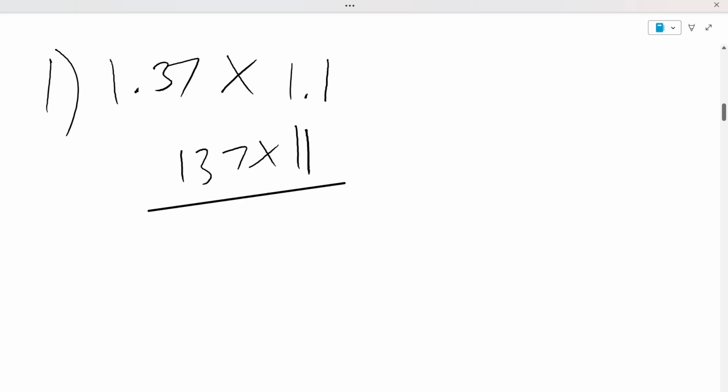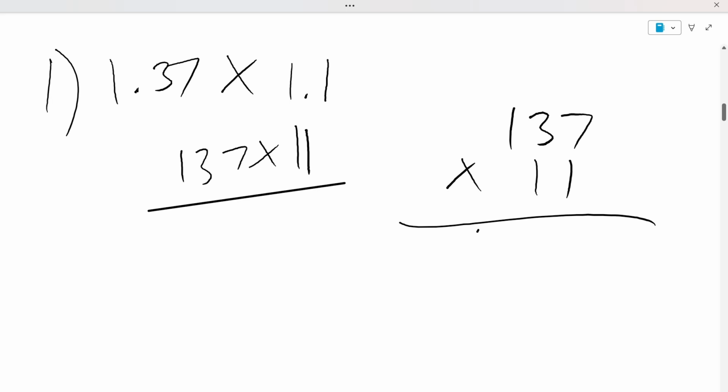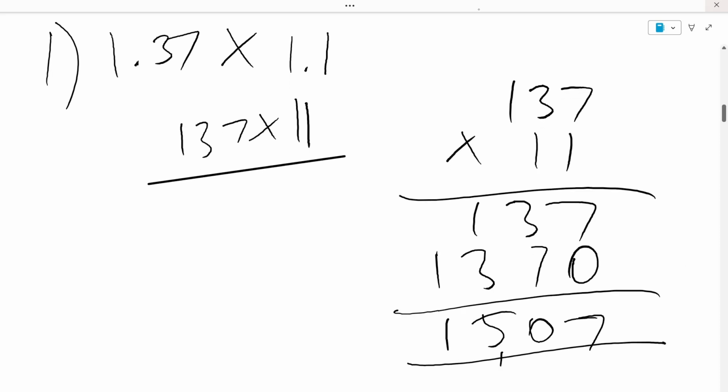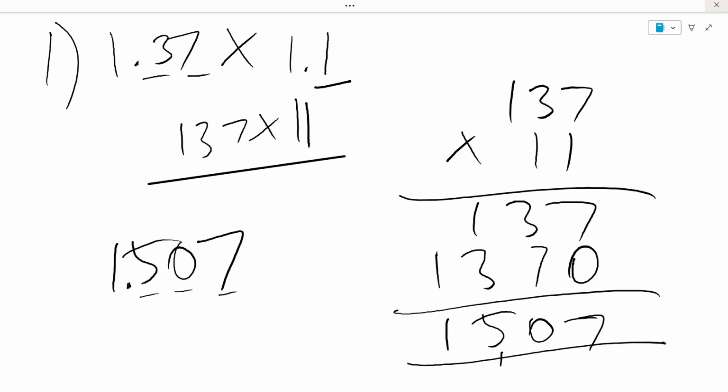That's the first thing we've got to do. So if we do 137 times 11, which we do normally, that would be 137 there, and that would be 1370. And if I add it up, I would get 1507. Obviously, if it's calculator paper, you can just use your calculator, but that's just called multiplication. So I have 1507. I have 3 digits after the decimal point, so I need 3 digits after the decimal point here, 1.507.